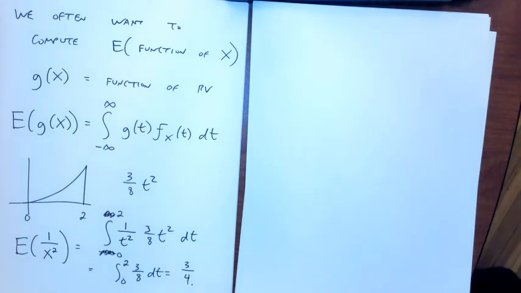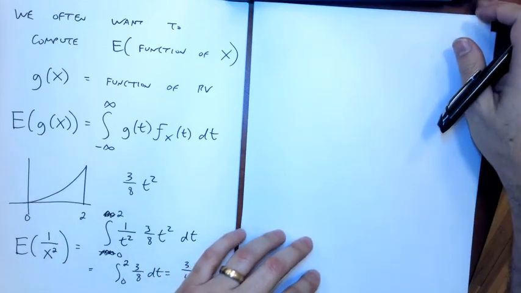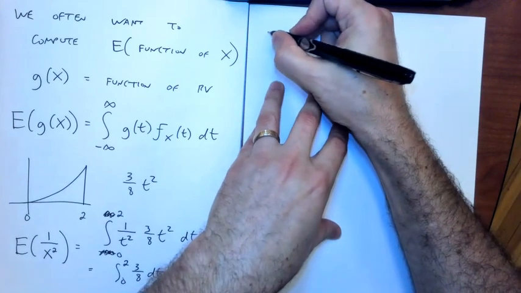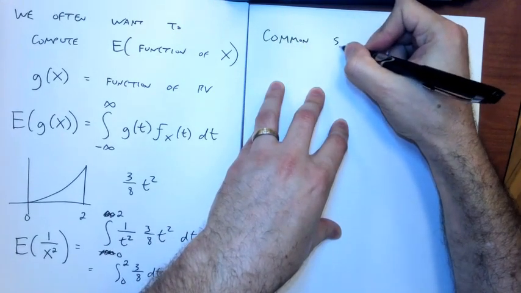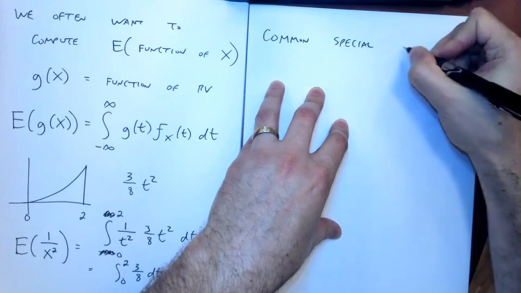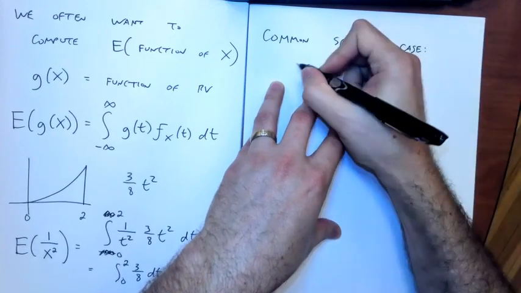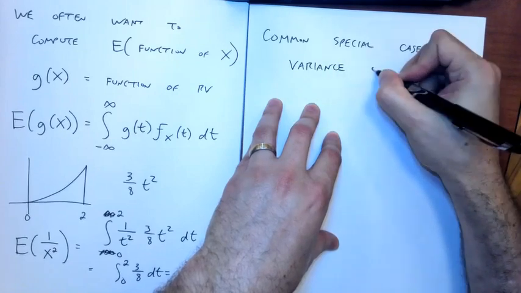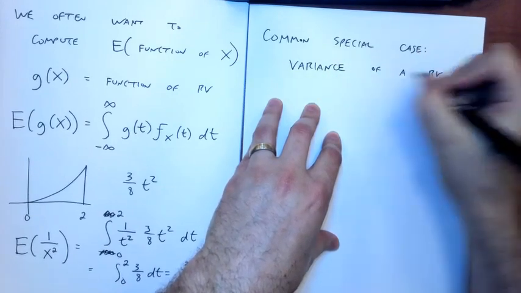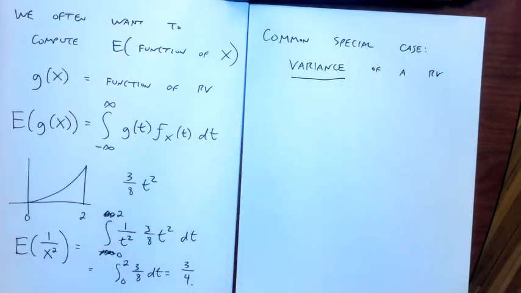Okay, so one of the most important things that we often care about is the variance of a random variable, right? That's the main application of these kinds of functions of a random variable. So a common special case is the variance of a random variable, which we've already defined before, right?